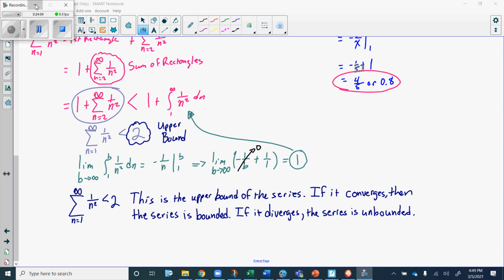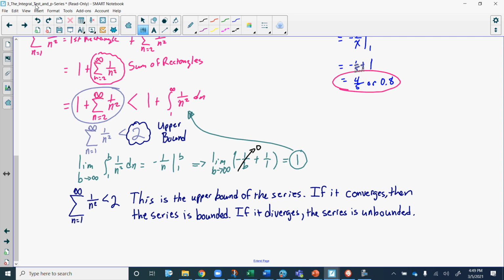Okay, so here it is written out. This is what I want you to understand. Because the series itself does have an upper bound, meaning that the overall integration, the sum of everything that we could get, does have an upper limit. That allows us to say that because it has an upper limit, the series converges, therefore it is bounded.